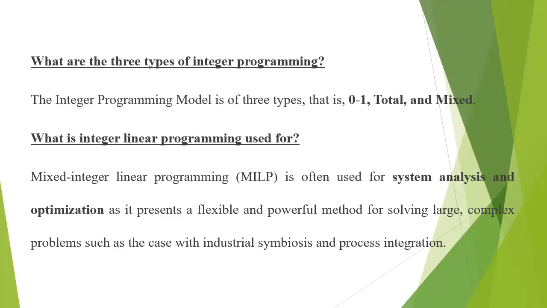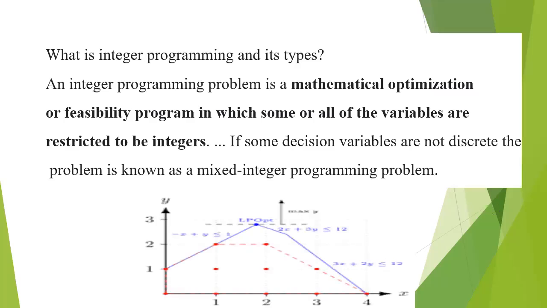So what are the three types of integer programming? There are three types: 0 and 1 integer programming, total integer programming, and mixed integer programming. We use mixed integer programming often for system analysis and optimization, as it presents a flexible and powerful method for solving large complex problems, such as in industrial symbiosis and process integration.